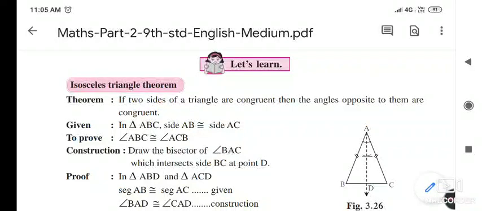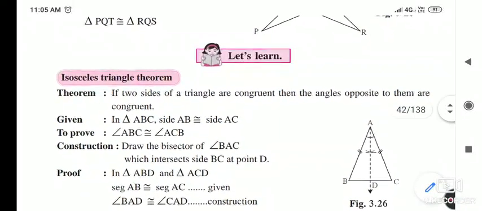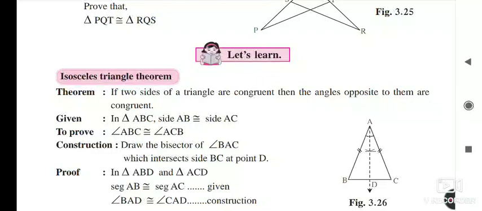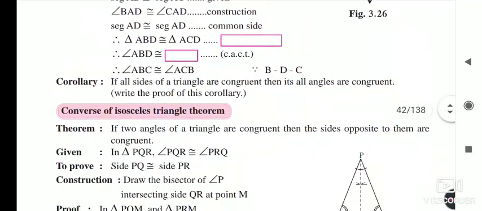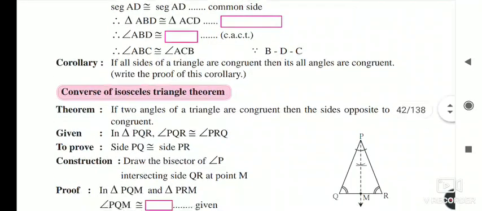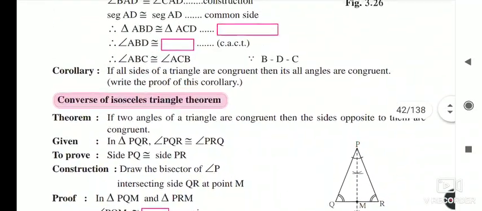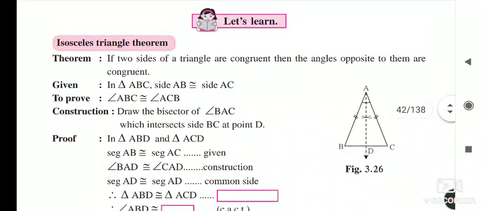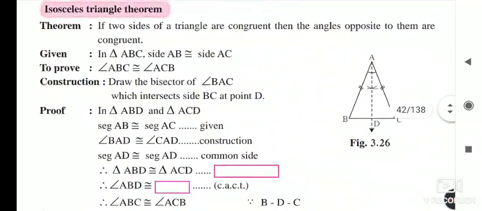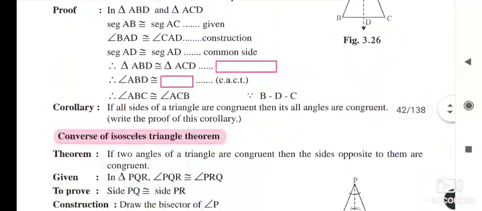Friends, in the triangle lesson, today we will see the theorems, that is the isosceles triangle theorem and the converse of the isosceles triangle theorem. Okay, actually these are the activities given in our textbook, that's why we are taking this in the textbook only. We will complete these activities.